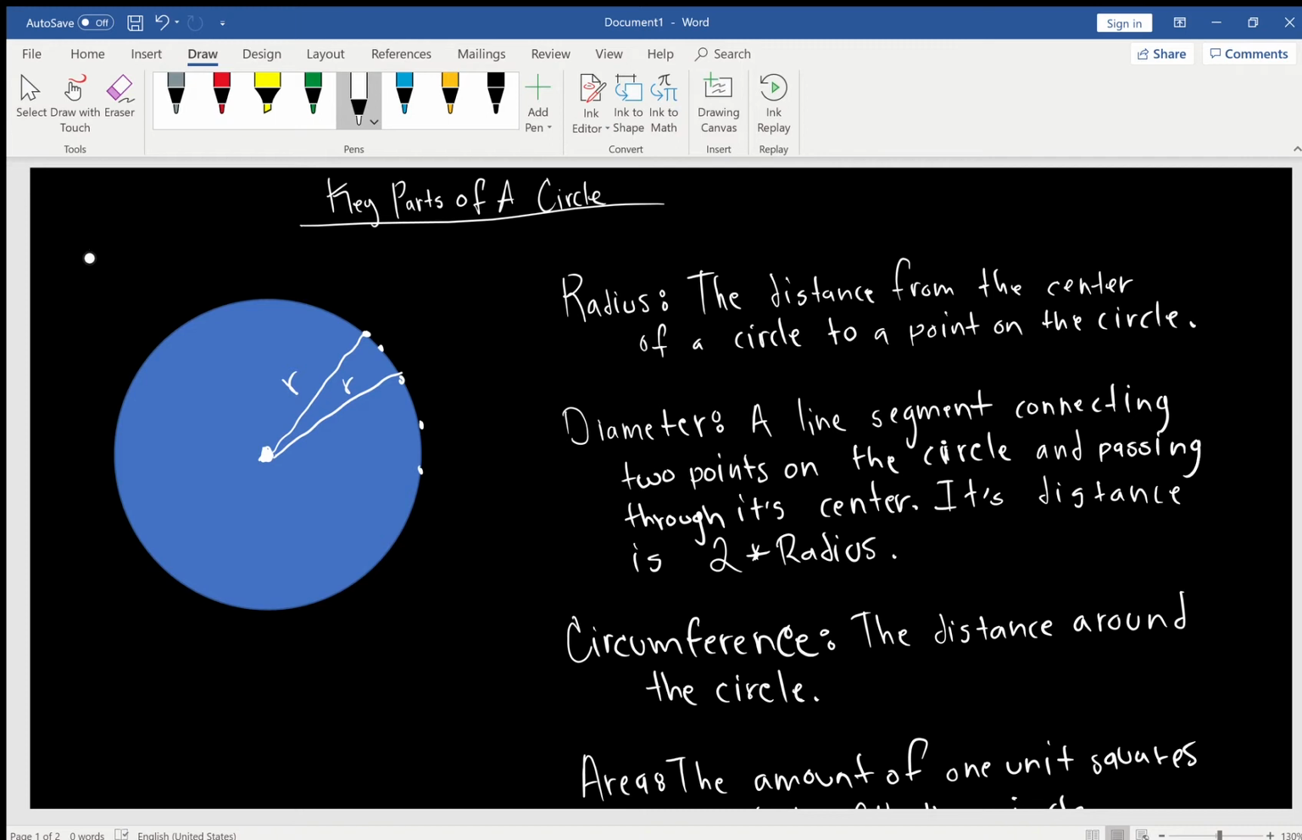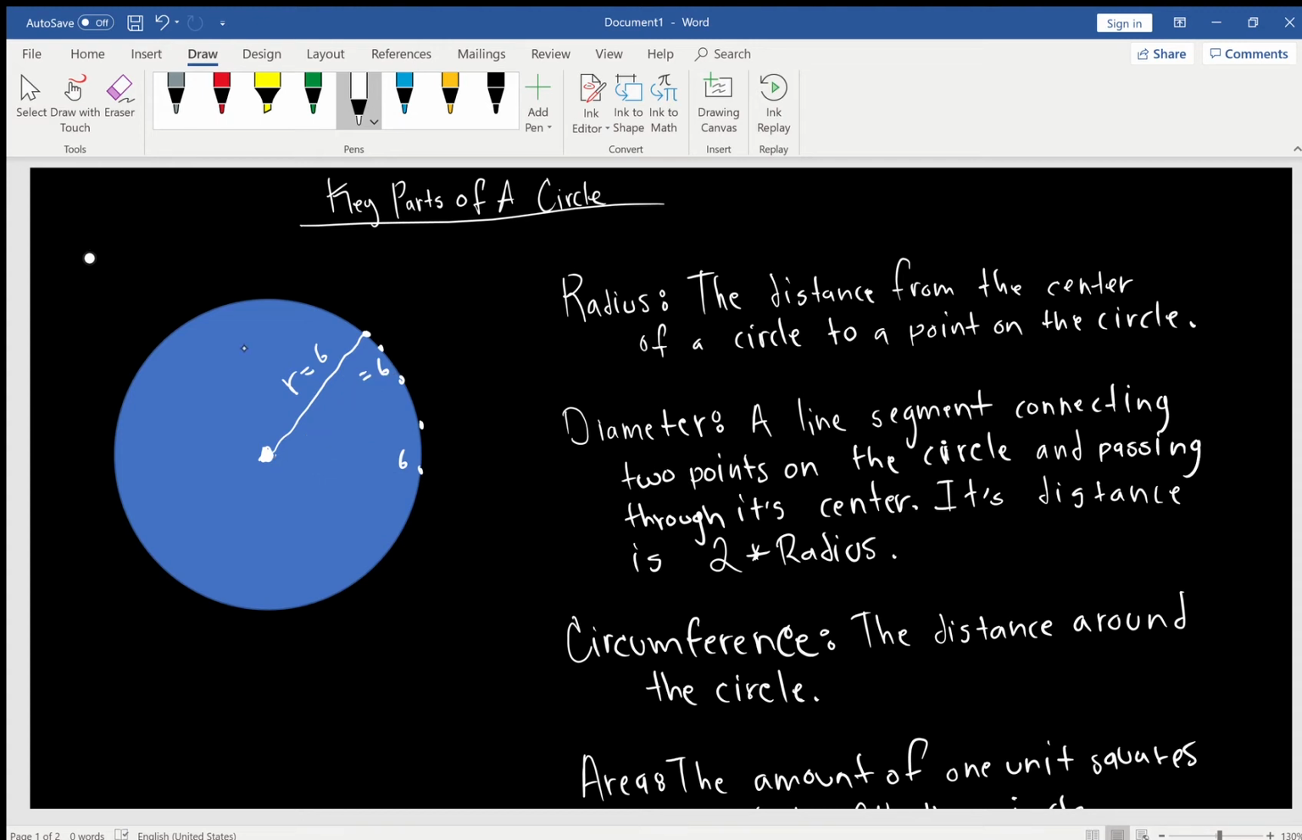And it is actually true that all radii, which is the plural of radius, are equal to each other. So if, for example, this one is equal to 6, then the next one has to be equal to 6. They all keep the same distance. So if this is r, then they are all equal to 6. Every line segment that connects the center to a point on the circle has the same distance, and they are all radii.